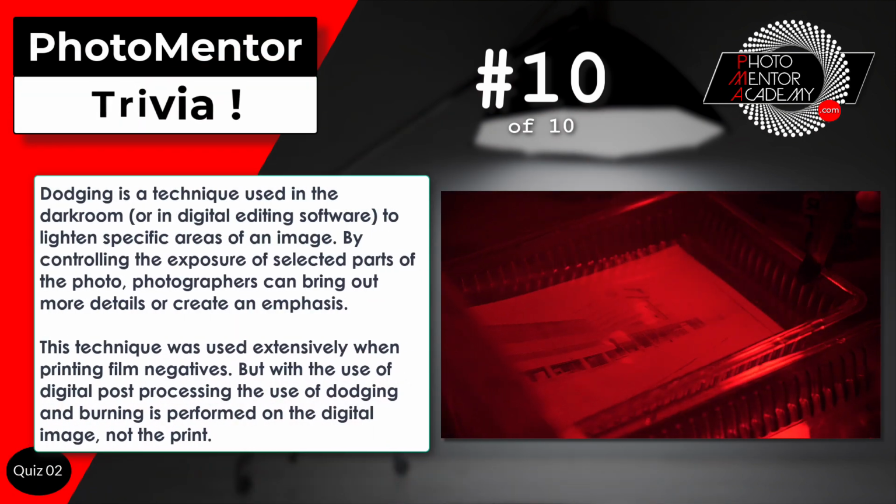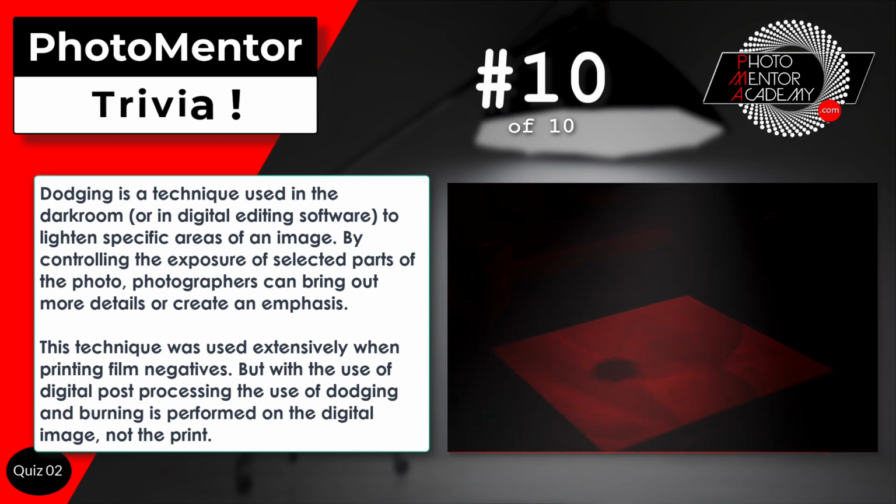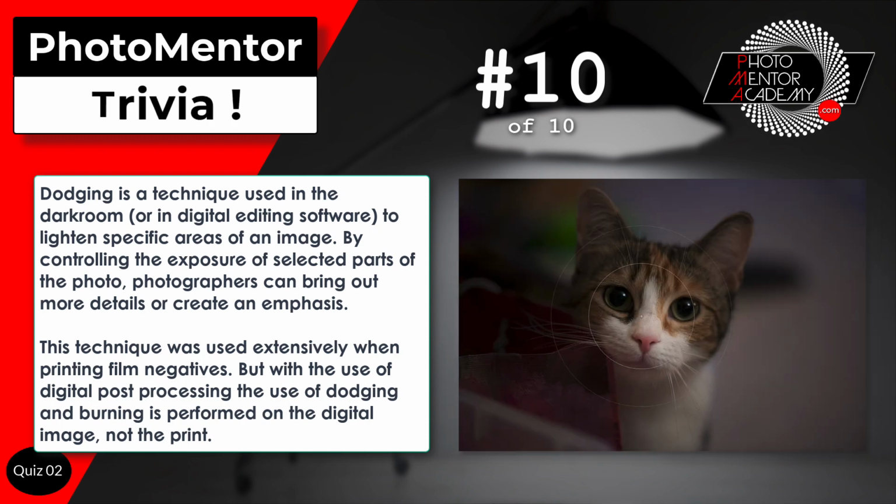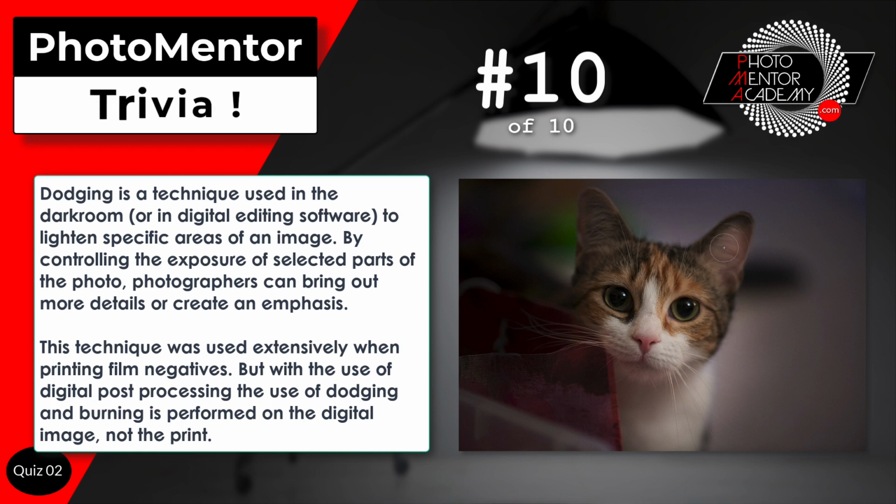Dodging is a technique used in the darkroom or in digital editing software to lighten specific areas of an image. By controlling the exposure of selected parts of the photo, photographers can bring out more details or create an emphasis. This technique was used extensively when printing film negatives. But with the use of digital post-processing, the use of dodging and burning is performed on the digital image, not the print.